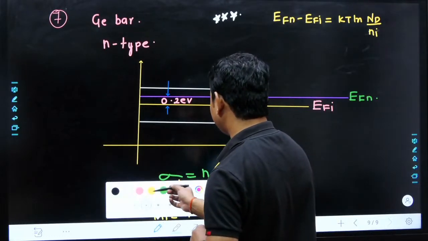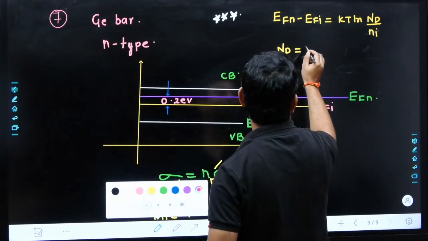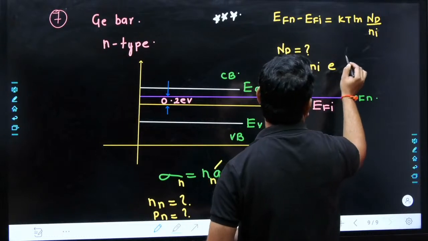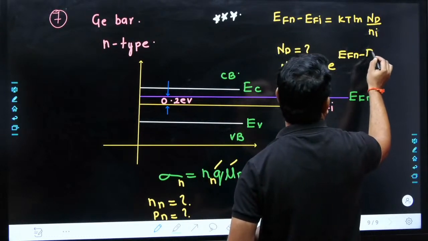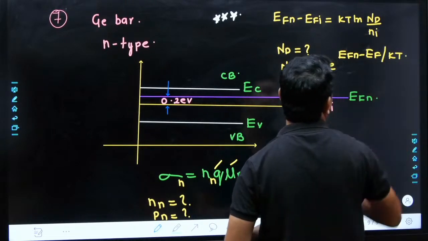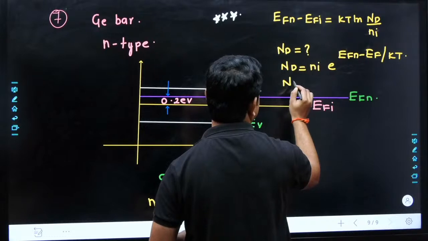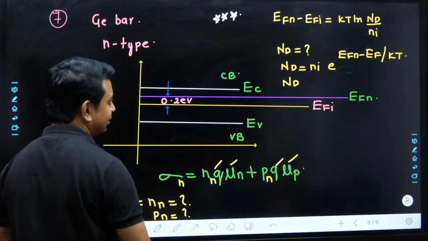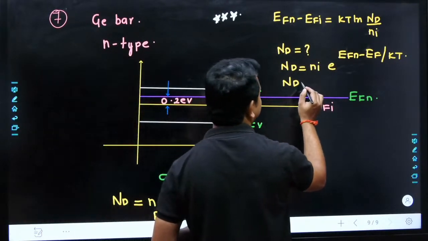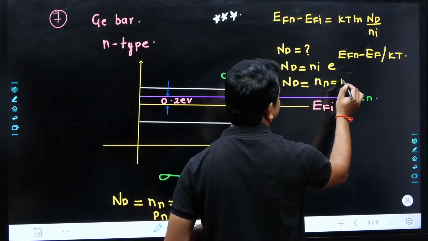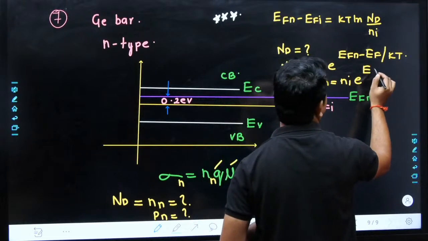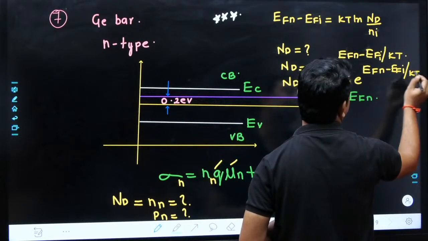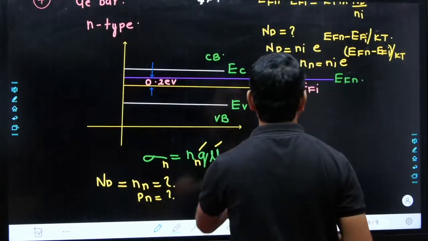From this formula we can find the value of ND. ND is equal to ni times e raised to (EFN minus EFI) divided by kT. What is ND? ND is nothing but the value of n in an n-type semiconductor. So ND, which is n in an n-type semiconductor, is given by ni times e raised to (EFN minus EFI) divided by kT. By using this formula we can find the value of ND.